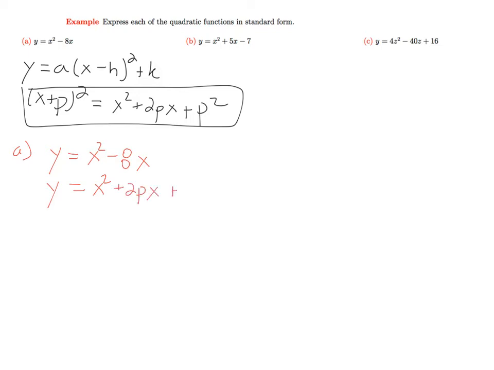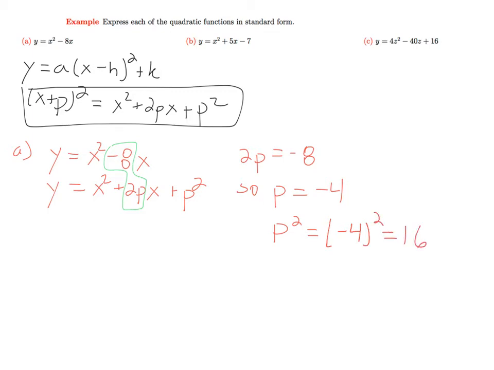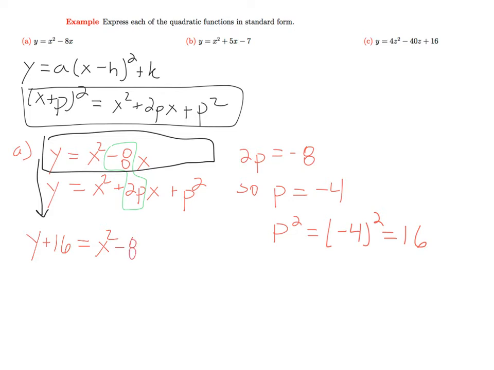When we compare these two, we can see that for the x terms to match, we must have 2p equal to minus 8. That tells me p is equal to minus 4, and therefore p squared is minus 4 squared, which is 16. So if we add p squared to both sides, then on the right side I have now made that expression a perfect square.